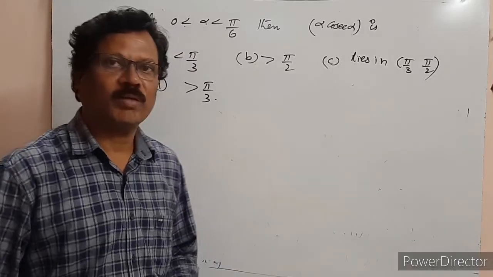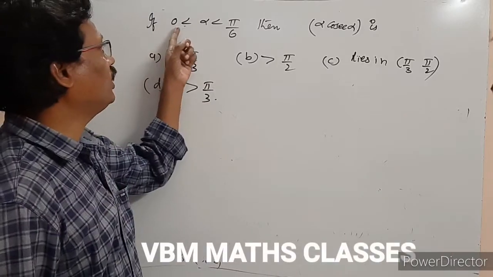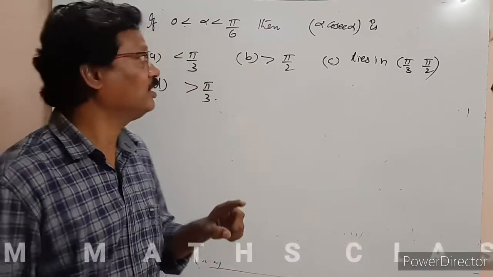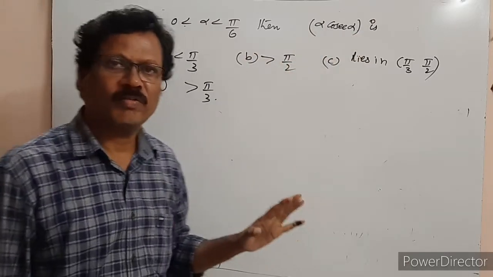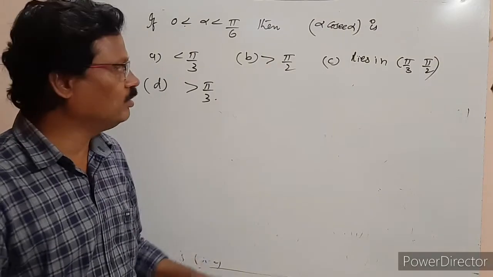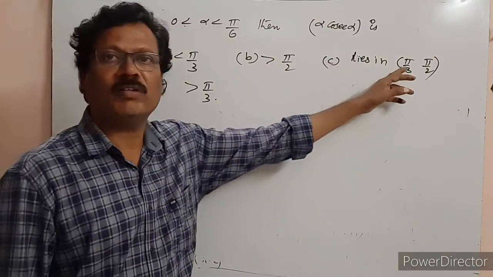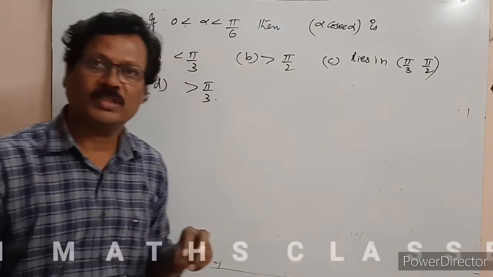Okay. Now a problem which is related to increasing and decreasing. Given that 0 less than alpha less than pi by 6, then alpha and cosec alpha, what is it? Whether it is less than pi by 3, whether it is greater than pi by 2, whether it lies in the interval pi by 3 to pi by 2, whether it is greater than pi by 3.